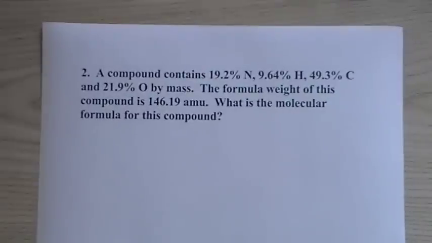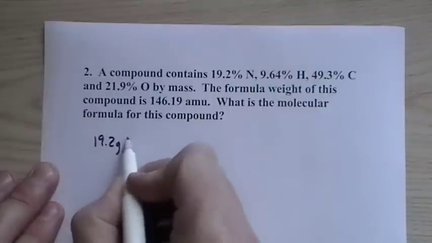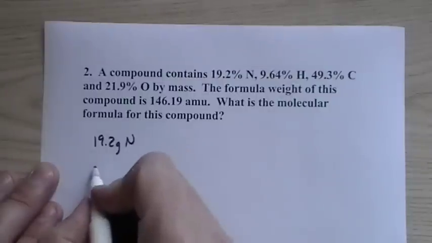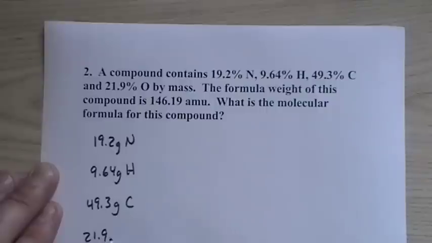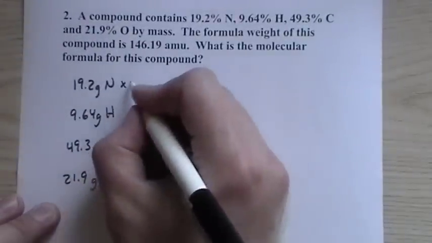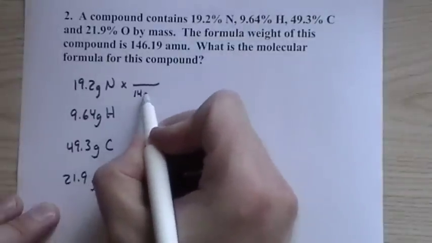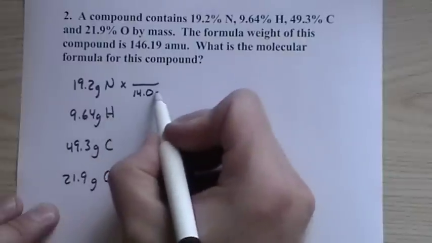Let's try one. I'm sure this one will turn out to be a little different. Okay, again, we have 19.2 grams of nitrogen. Then 9.64 grams of hydrogen, 49.3 grams of carbon, and 21.9 grams of oxygen. Okay, so convert to moles. With the percentages, we went directly to the grams, and now we have to convert to moles.